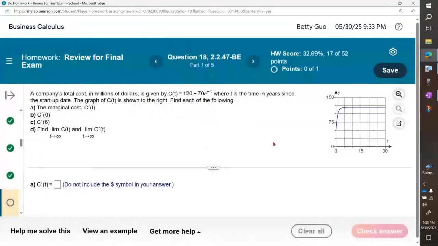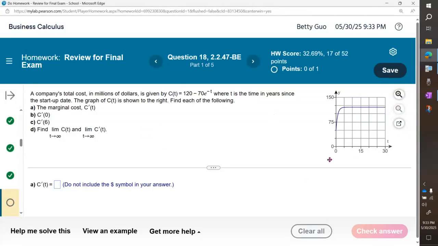Question number 18. By the way, when you do your homework quizzes, review, the system gives you immediate feedback, and you have more than one attempt. But when you take the 2 exams, midterm and final, you don't have that luxury. You only have one attempt. You won't have the immediate feedback. Be aware of that.